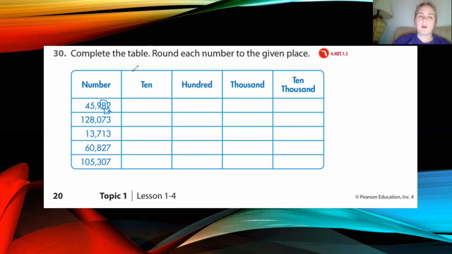My new number is going to be 45,980. So the only thing that changes is the 2 becomes a 0 on that one. Remember, the only thing that changes is possibly the number that you've circled, and everything after that becomes zeros. So let's look at the next one. I don't know if I cleared this. Let me see if I can just erase it.